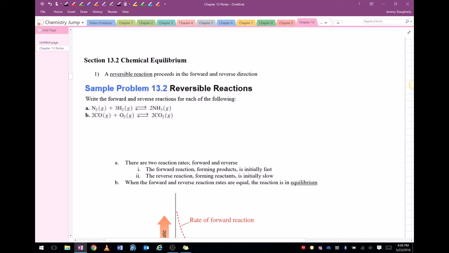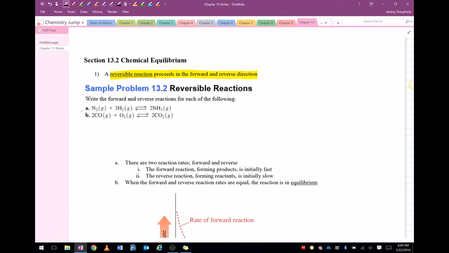Section 13.2, chemical equilibrium. In the last section we talked about rates of reactions. We said some reactions happen fast, some reactions happen slow. And we're going to take a look at those rates, how fast it's occurring, because at a certain point we can have a reversible reaction where the rate is the same for the forward as it is for the reverse. So first let's talk about what a reversible reaction is. Basically, it's a reaction that goes backwards and forwards.